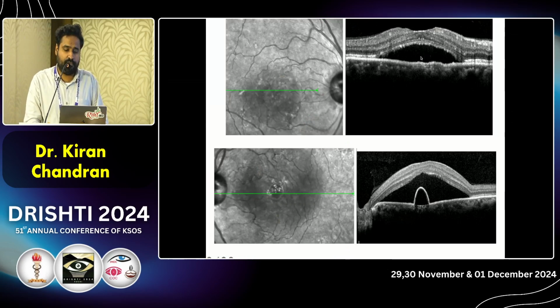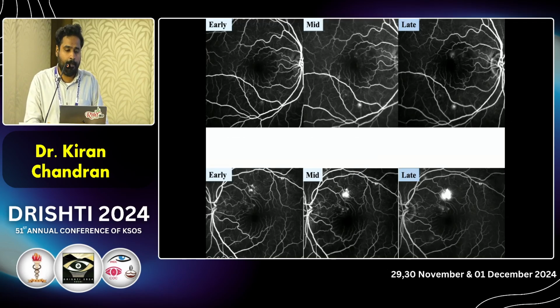OCT of the right eye shows subretinal fluid, whereas the left eye shows subretinal fluid with a small CLS PED. On fundus fluorescein angiography in the right eye, you get a small extrafoveal point leak, and a very subtle leak, if at all you can call it a leak, seen just above the foveal avascular zone. In the left eye, you get a more obvious extrafoveal leak towards the late phases.